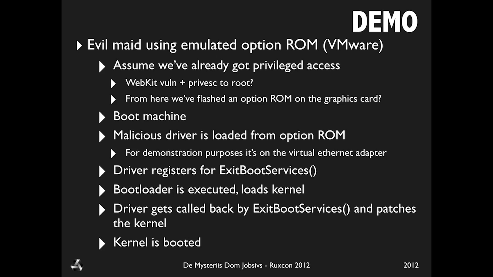So if we've overwritten an option ROM in the machine with our own malicious EFI device driver, when we boot the machine, as I said before, the PCI bus gets enumerated, all the devices get asked for their option ROMs, the virtual PCI bus in this case. The driver is loaded from the option ROM, and for demonstration purposes, as I said, I'm going to use the virtual Ethernet adapter, but in practice you probably would use something like the graphics card because they're on everything and they've all got option ROMs.